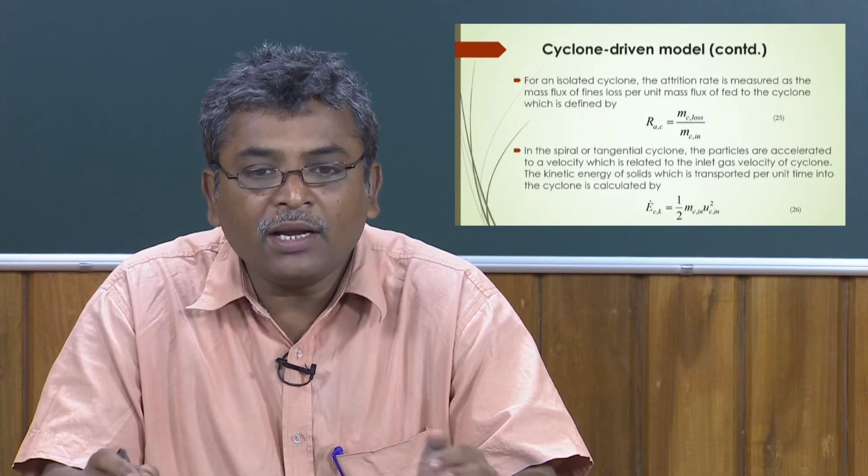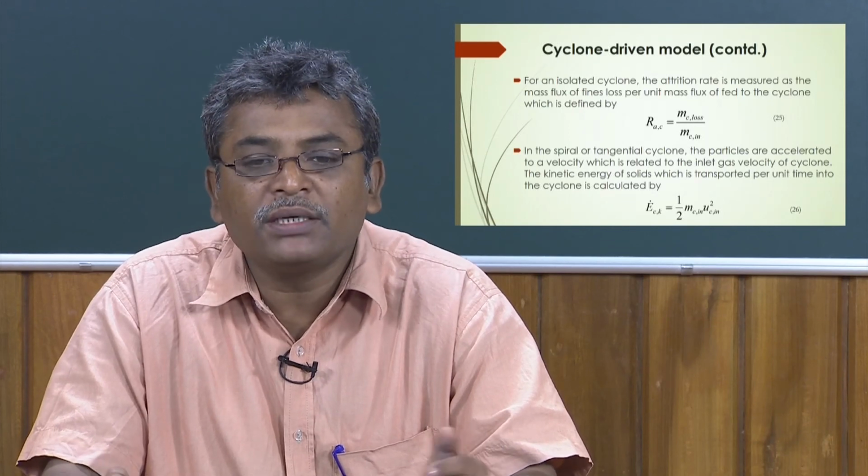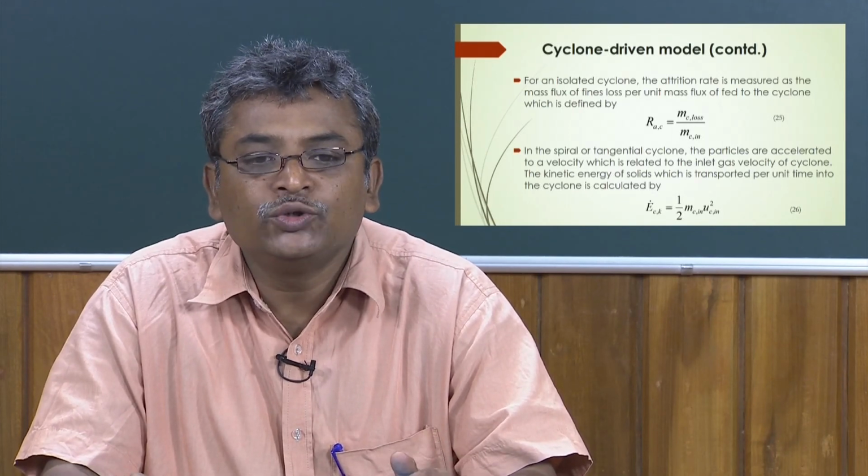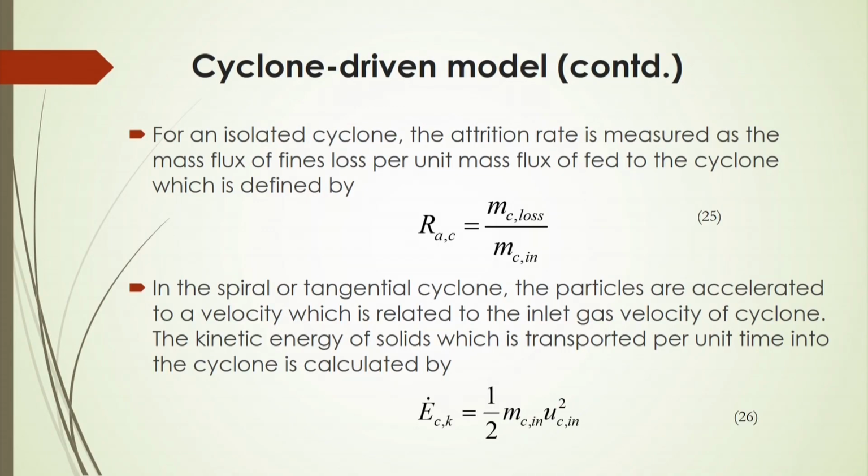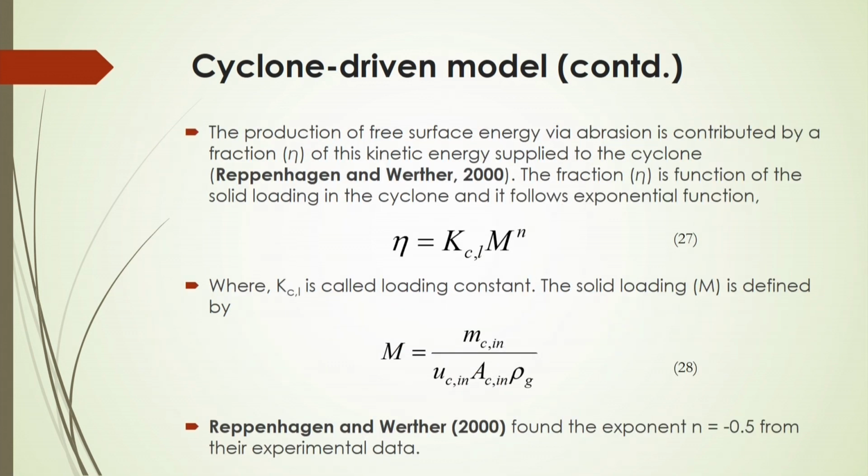And in the spiral, or tangential, cyclones, the particles are accelerated to a velocity which is related to the inlet gas velocity of the cyclone, and the kinetic energy of the solids transported per unit time into the cyclone is calculated by equation 26 here, half of m u_c squared. And the production of free surface energy via this cyclone driven attrition is contributed by the fraction eta of this kinetic energy supplied to the cyclone.